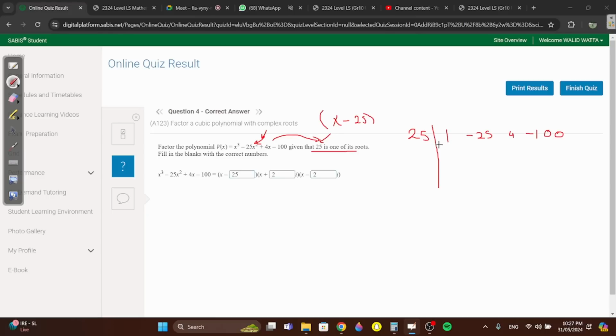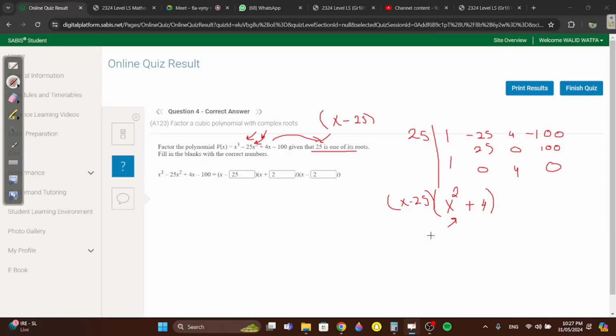Okay, I just divide. Is it squared? Yeah. Okay. 1 down, 1 times 25, 25, minus 25 plus 25, 0, 0 times 25, 0, 4 plus 0, 4, 4 times 25, 100. Obviously the remainder is going to be 0 since you know it's a factor. And so it's going to be x squared, and this is 0x, so I don't write the 0x, I just skip it. So plus 4. Okay, so this can be rewritten as x minus 25 times x squared plus 4.